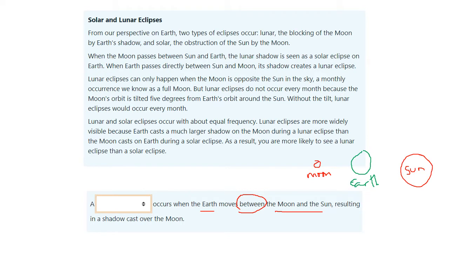From our perspective on Earth, two types of eclipses occur. Lunar, blocking the moon by the Earth's shadow, and solar, the obstruction of the sun by the moon. When the moon passes between the sun and the Earth, the lunar shadow is seen as a solar eclipse on the Earth. When the Earth passes directly between the sun and the moon, its shadow creates a lunar eclipse. So the correct answer that we need is lunar eclipse.